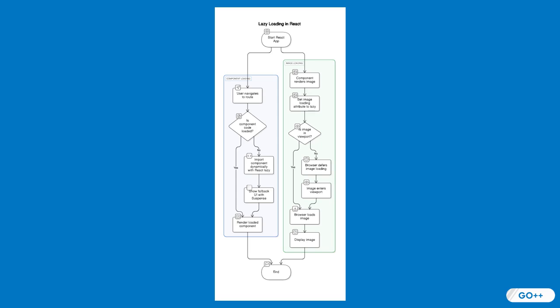These allow us to split our codebase and load components asynchronously, which can significantly reduce the application's initial load time. For images, lazy loading can be as simple as adding the loading="lazy" attribute, leveraging modern browser capabilities to defer loading until the image enters the viewport. This is especially useful on pages with heavy media content as it conserves bandwidth and enhances performance.